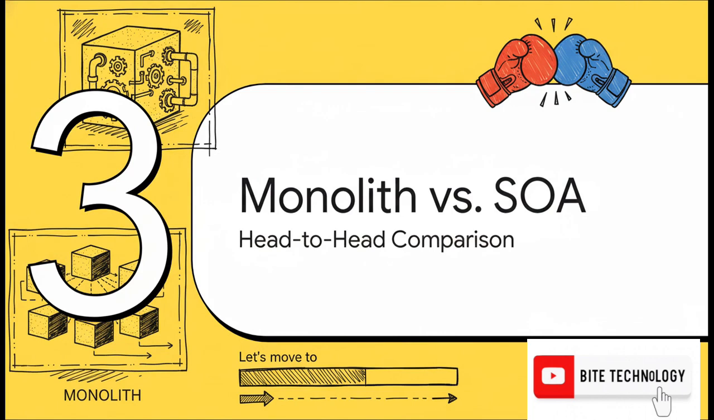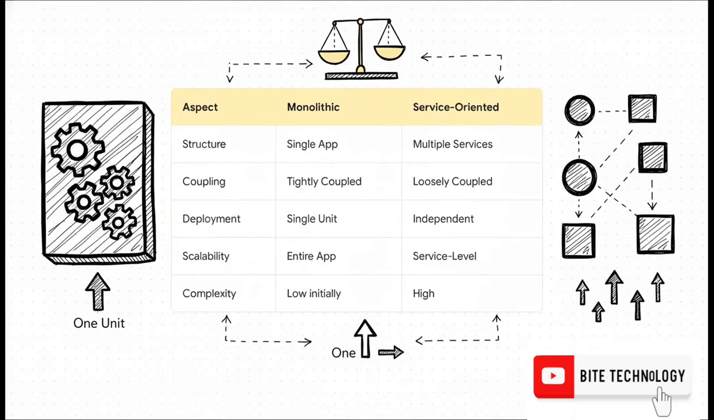All right, so we've met our 2 contenders. 2 very different blueprints, 2 very different philosophies. Now it's time for the main event, the head-to-head showdown, where we can make the trade-offs crystal clear. Okay, this table breaks it down perfectly. Just look at the coupling row. A monolith is tightly coupled. It's a tangled web. SOA is loosely coupled, which gives you that freedom and independence.